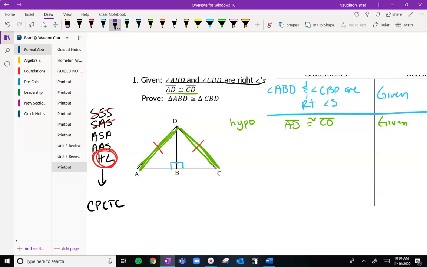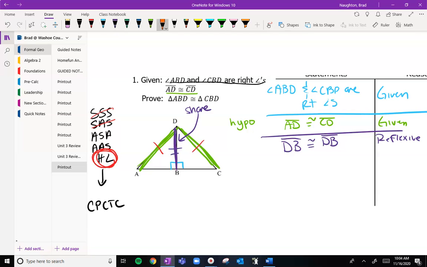The next thing I'm going to say is that BD is going to be the same because it's used in both triangles. So BD is congruent to DB, I should say. And that's reflexive. Anytime you share something, we're going to say that that is reflexive. And then we're set to go.